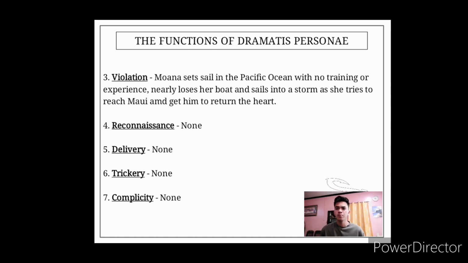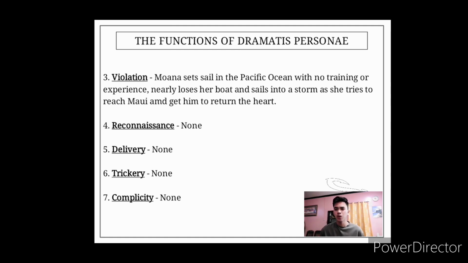For number 4, we have the reconnaissance. The villain makes an attempt at reconnaissance. This function is not present in the animated film, so we will leave it blank. Then for number 5, which is the delivery, the villain receives information about his victim. Again, this function is also not present in the animated film since the enemies don't have information about their victim.